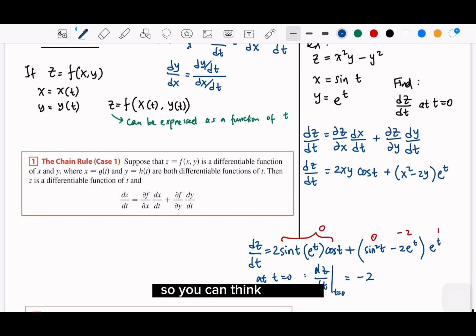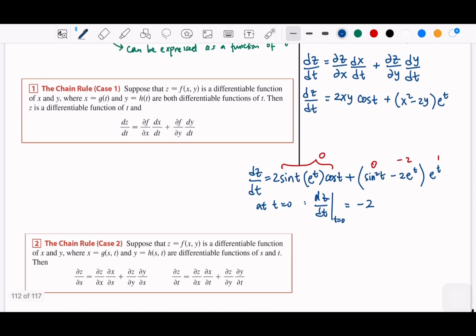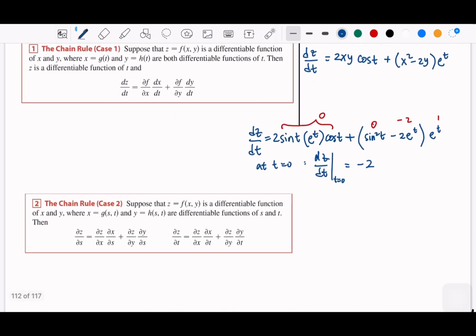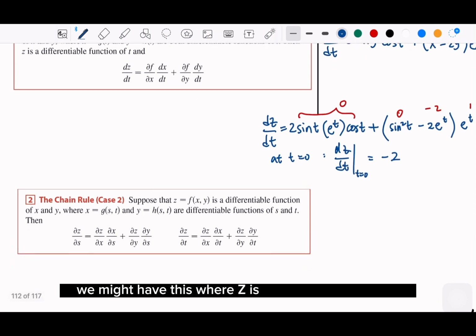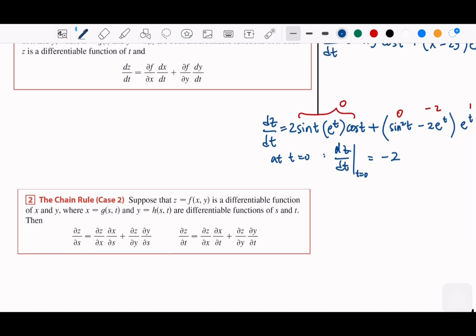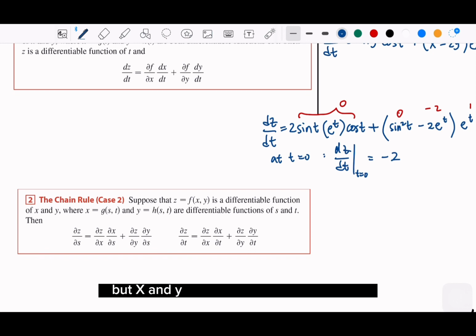So you can think of this as a parametric case. But I think it's best to look at the partial derivative in a more general way, not only related to the parametric case. For example, in another case, we might have z as a function of two variables, but x and y are also functions of two variables.